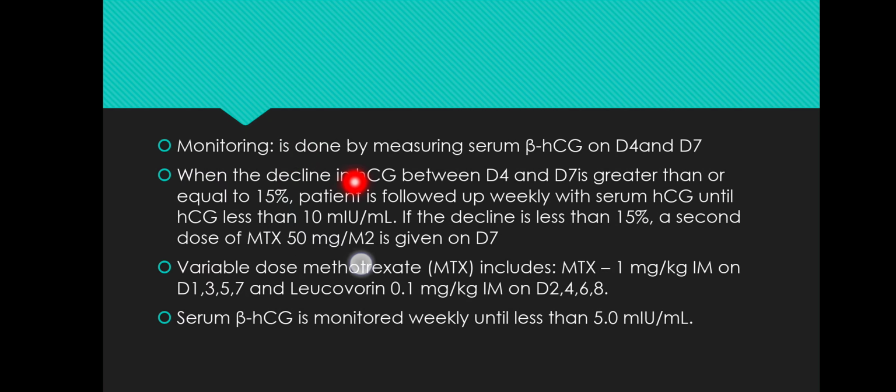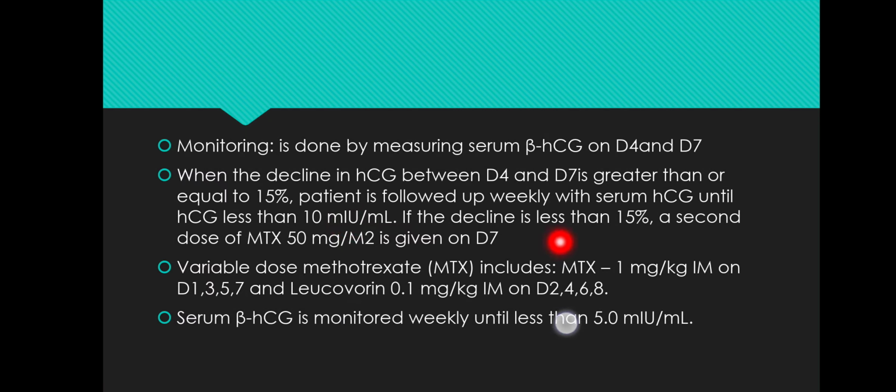So now when the HCG is declining between day 4 and day 7, and this decline is greater than or equal to 15% of the initial HCG, then the patient is followed up weekly with serum HCG until HCG is less than 10 milli international units per mil.